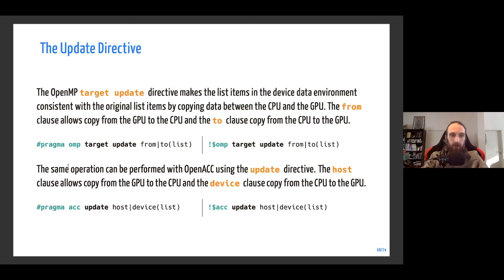So the target update directive takes a list of items to update from the GPU or to the GPU. So the idea in OpenMP is that you have this update, and if you want to update a value from the GPU and copy it back to the CPU, you use the from clause, and the to clause if you want to copy a value to the GPU. So it allows you to update part of an array or a whole array inside of a data region. But it should be present on the CPU part.